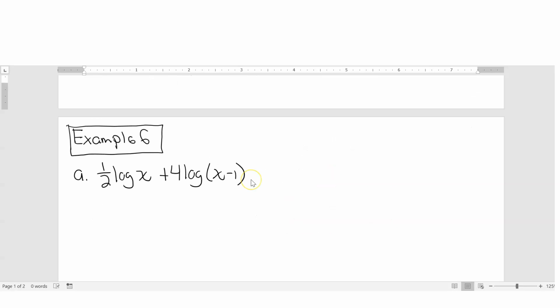In example 6 on page 498, now we're given this expression, 1/2 log of x plus 4 log of x minus 1. Unlike example 5, now notice that our coefficients are not equal to 1, so we cannot immediately condense. What you need to do is start with the power rule and use it in reverse to first move these multipliers back into their exponential position, and then we can condense. So this will be log of x to the 1/2 power plus log of x minus 1 to the 4th power.